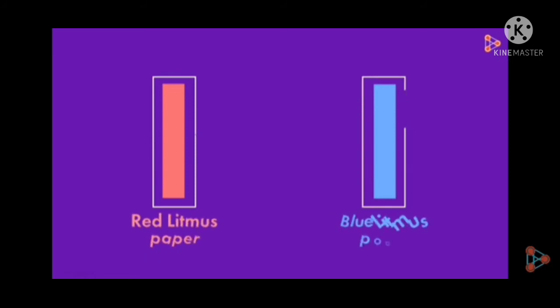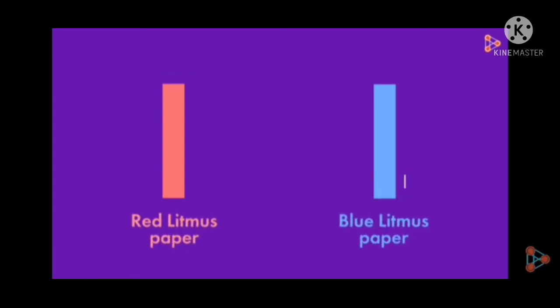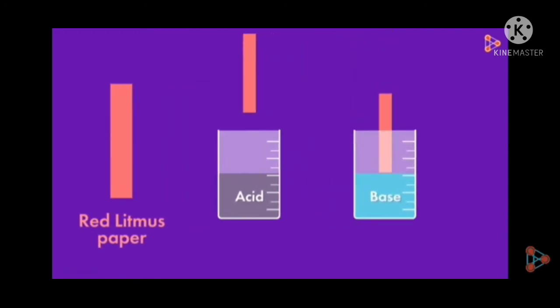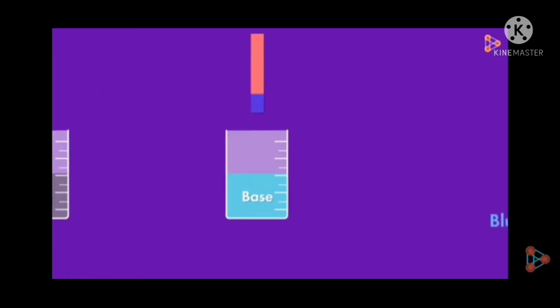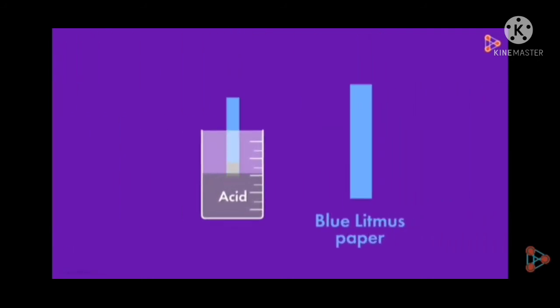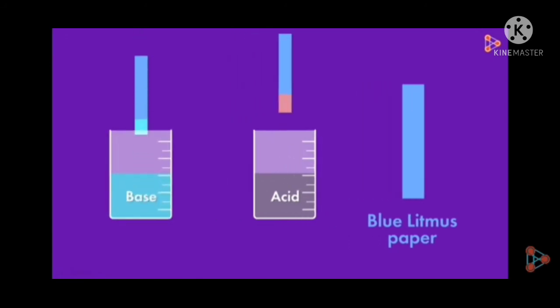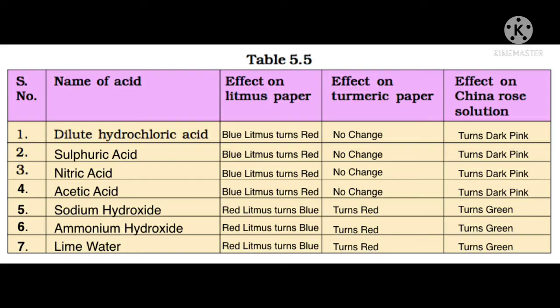Two colors of litmus paper are usually available: red litmus paper and blue litmus paper. The red litmus paper, when it comes in contact with an acid, shows no color change but turns blue in the presence of a base, while the blue litmus paper turns red when in contact with acid and remains unchanged in basic solution.